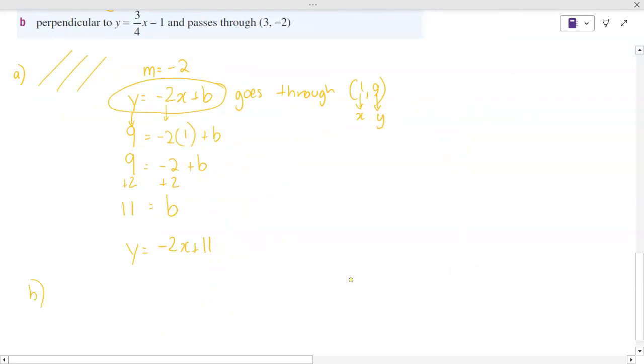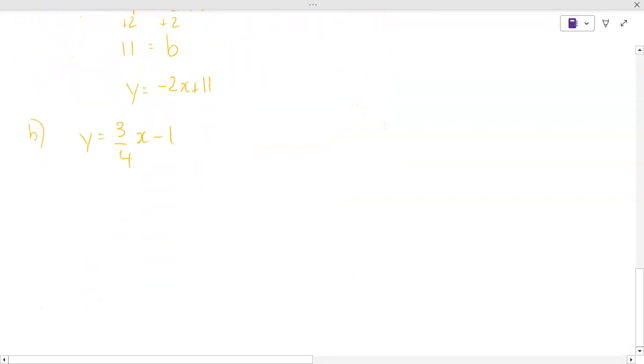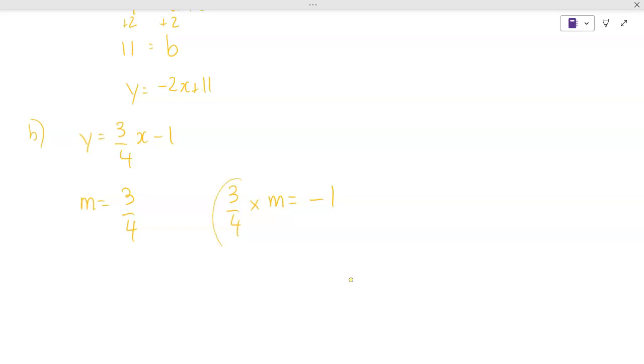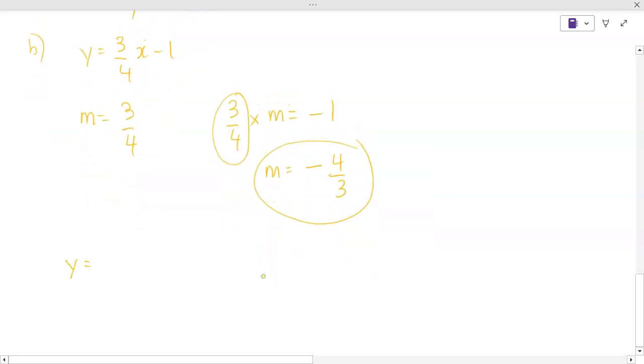We want to find a line that is perpendicular to y equals 3/4 x minus 1. Okay, the m for that line is 3/4. If we have a line that's perpendicular, we want a line where that gradient times the other gradient equals minus 1. Let's see if we can work that out. If you remember how to do it, you're basically going to get that number, flip it upside down, and pop a negative in front of it. So it's going to be minus 4/3. Or you could multiply both sides by 4 and then divide by 3. That's my new gradient of the line perpendicular. So y will be minus 4/3 x minus 1.